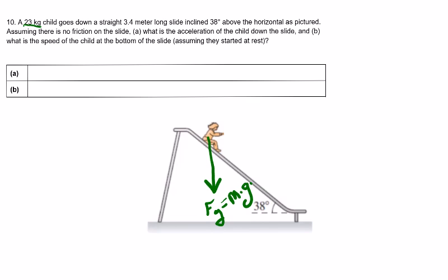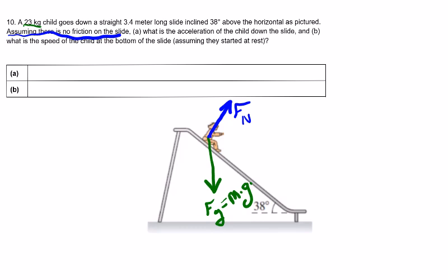The other one that we have acting on him would be a normal force. Remember, normal forces are perpendicular to our surface, so this would be acting in this direction like this. Now, on a normal slide, there would also be friction acting on him, but later on it says, assuming there is no friction on the slide. So this slide must be covered with ice or it's just really, really slick. So we have no friction, or it's so minimal we can ignore it.